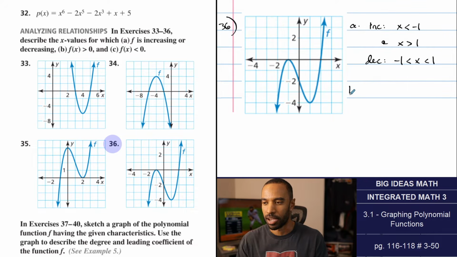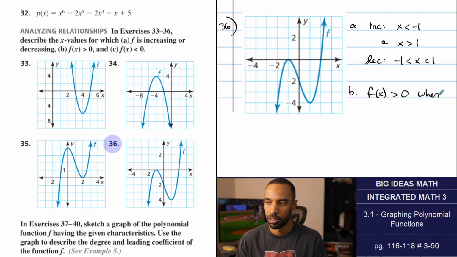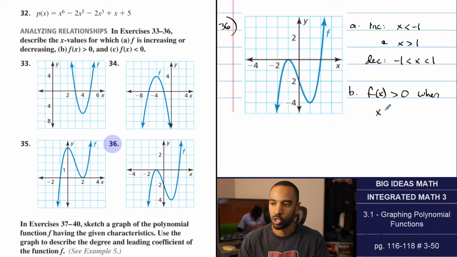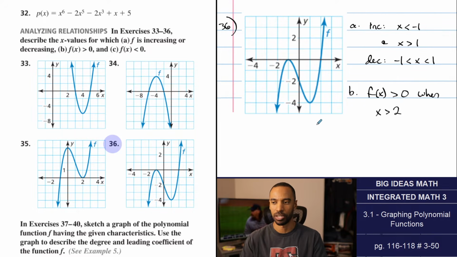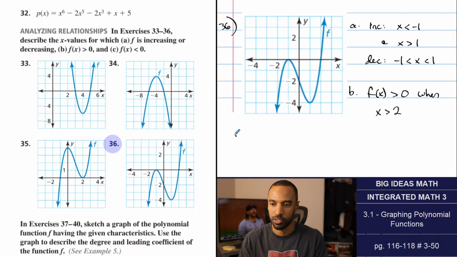Part B, again, not going to draw anything. When is f of x positive? When are we greater than 0? We aren't here. That's when we are 0. We're 0 here as well. This is the only time we're positive after x equals 2. When x is greater than 2, we have positive f of x values, positive y values.